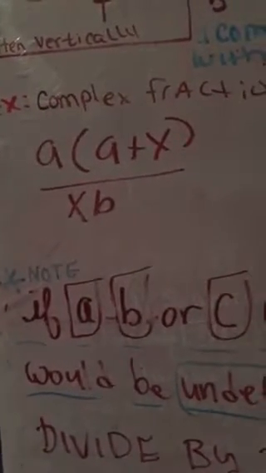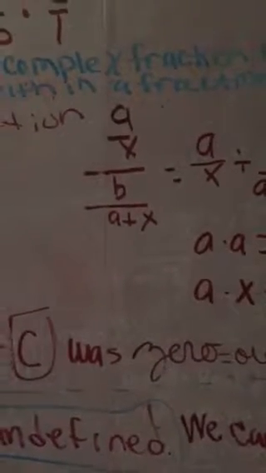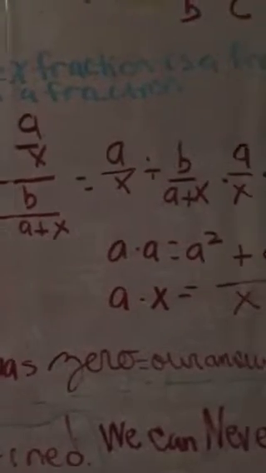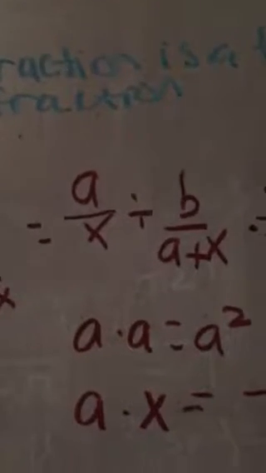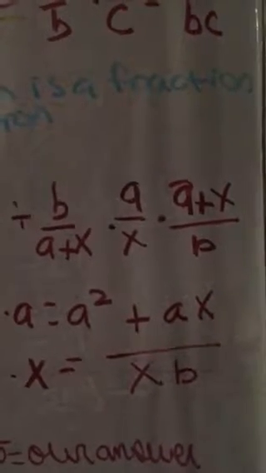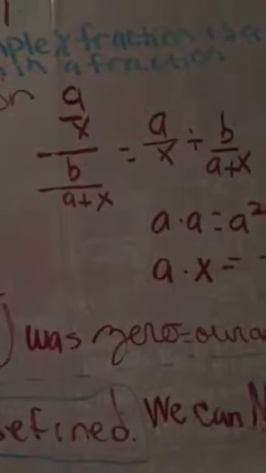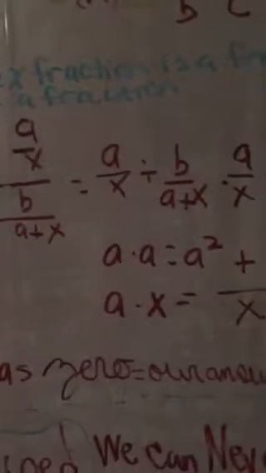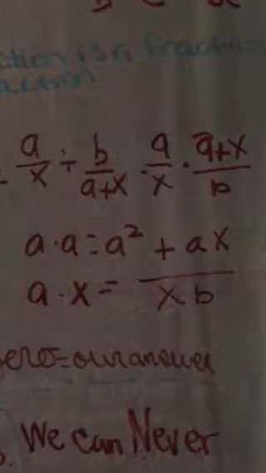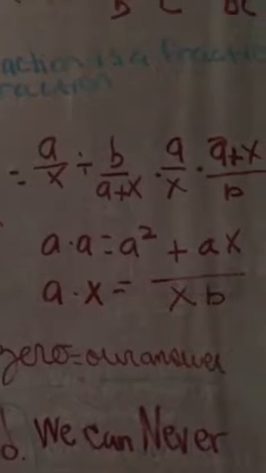A times A plus X over XB, 9 over X, B over A plus X. Now we're going to horizontally copy it to A over X times 9 over X times A plus X over B, because on the denominator you have B over A plus X. And on the numerator you have A times A equals A squared, and A times X equals XB. So that's where you end up getting that.